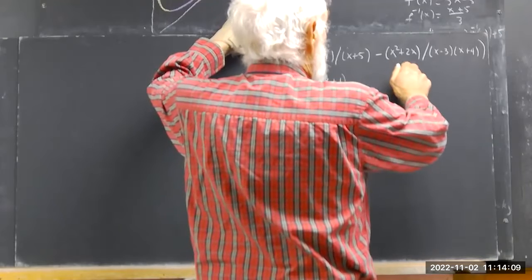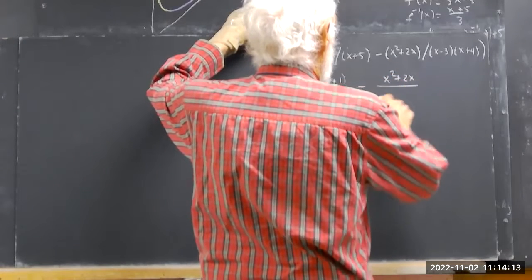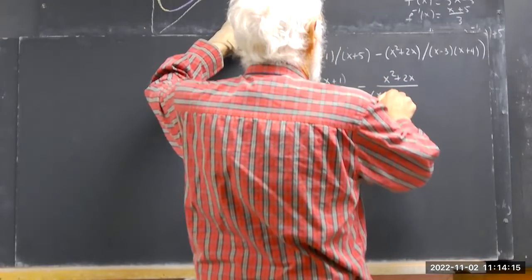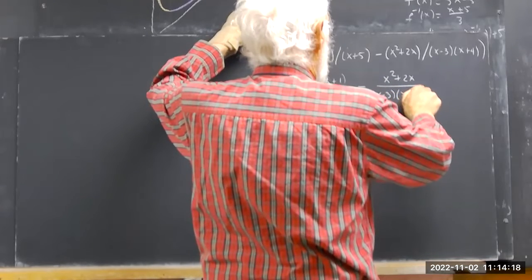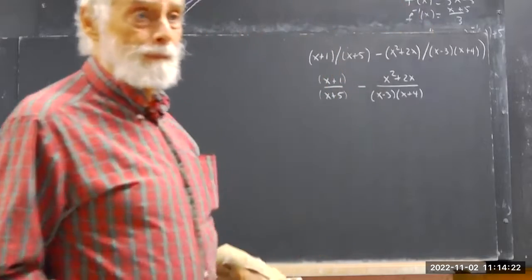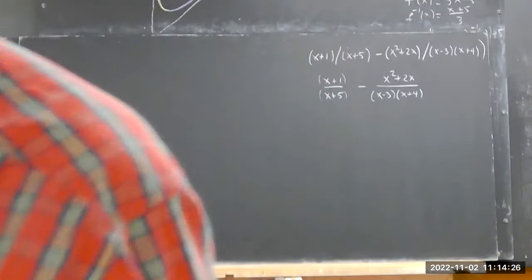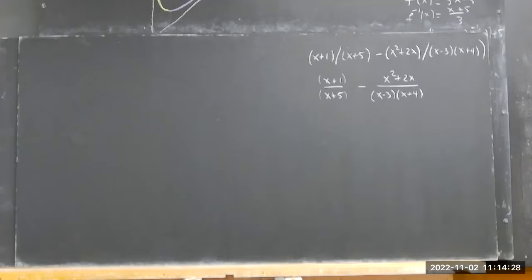Then here we have a numerator of x squared plus 2x, denominator of x minus 3 and x plus 4. And there's a minus sign between these two fractions. Okay, everybody got that? Okay.